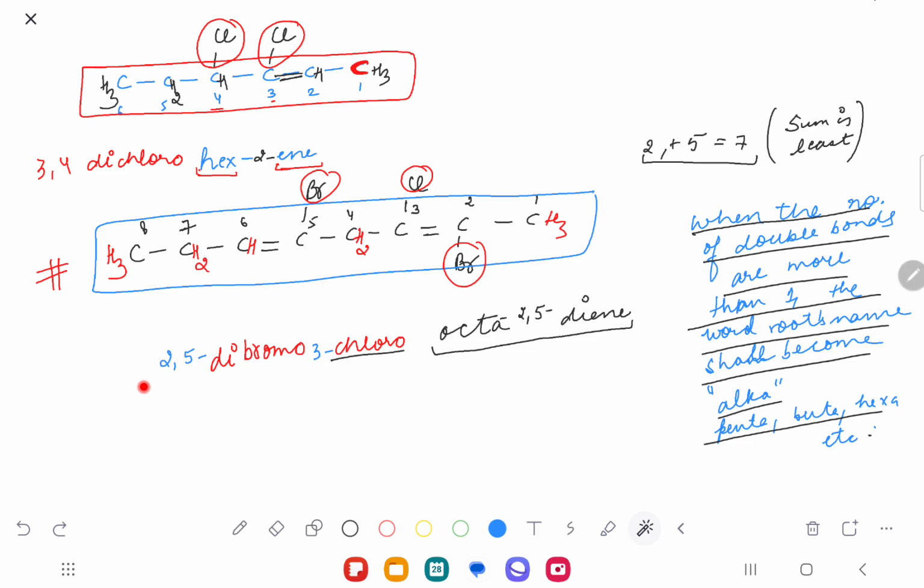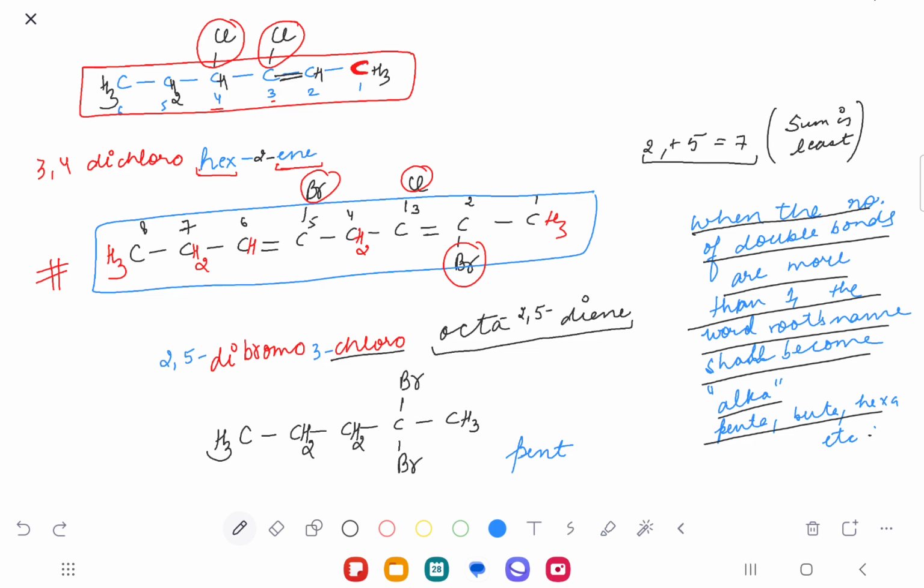Now, next structure. If I have this, I have this structure now. So how many carbons do you think we have? One, two, three, four, five. Tell me, how many carbons do you think we have? One, two, three, four, five. So the word root shall be pent.